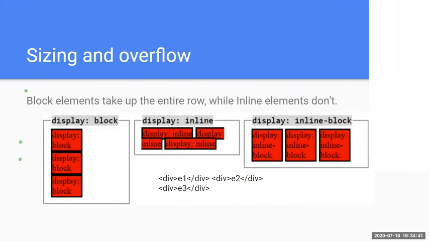I found this really good image explaining it on the internet. A block element would always take up the entire row. This image really tells it all. You take a look at this image, you see that we have 3 elements with red background, text of display block, and a black border around them. So we have 3 elements here.